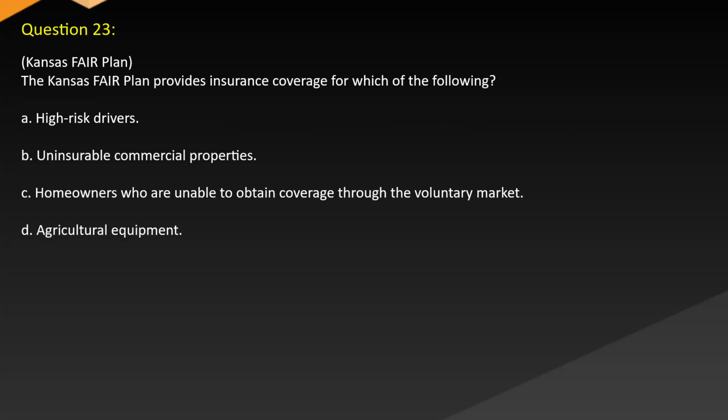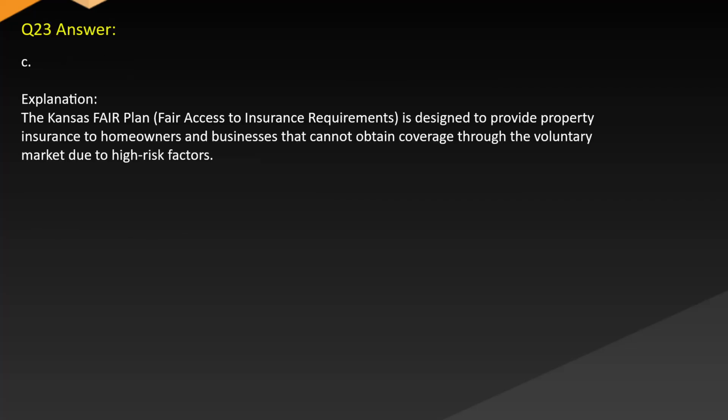Question 23. Kansas Fair Plan. The Kansas Fair Plan provides insurance coverage for which of the following? A. High-risk drivers. B. Uninsurable commercial properties. C. Homeowners who are unable to obtain coverage through the voluntary market. D. Agricultural equipment. Answer C. Explanation. The Kansas Fair Plan, Fair Access to Insurance Requirements, is designed to provide property insurance to homeowners and businesses that cannot obtain coverage through the voluntary market due to high-risk factors.